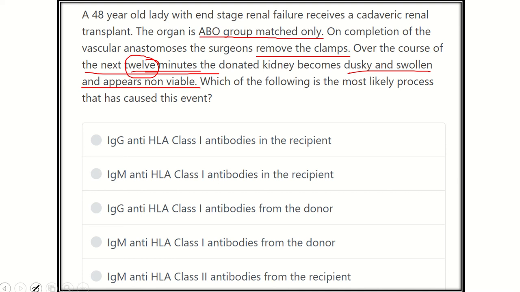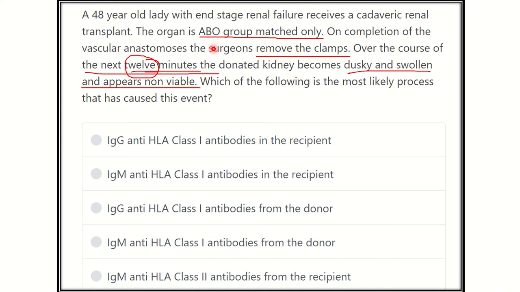So what is the most likely cause? Here the options are: IgG anti-HLA class 1 antibody in the recipient, IgM anti-HLA class 1 antibody in the recipient, IgG anti-HLA class 1 antibody from the donor, IgM anti-HLA class 1 antibody from the donor, and IgM anti-HLA class 2 antibody from the recipient. So we have to find the option responsible for this graft failure, which occurs during the operation and 12 minutes after the clamp removal.